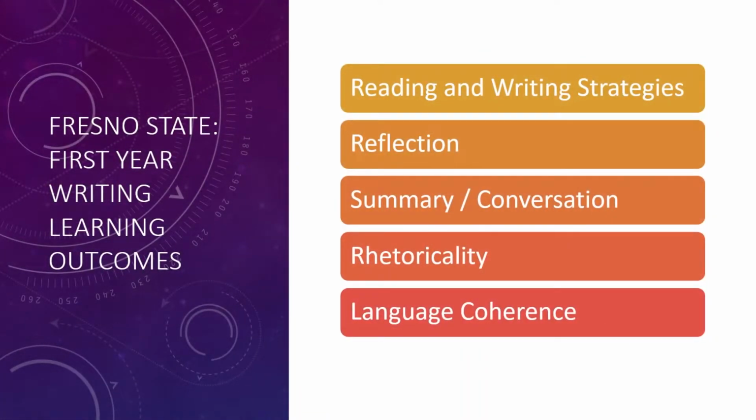At Fresno State, we use the same learning outcomes for English 5A, English 5B, and English 10. For our portfolio assessment, there are 5: reading and writing strategies, reflection, summary conversation, rhetoricality, and language coherence. Note that in English 5A, at the midterm, we generally focus just on reading and writing strategies, summary conversation, and rhetoricality. But we will use all 5 for the final portfolio. We use all 5 in English 5B and English 10 for both the midterm and final portfolios.